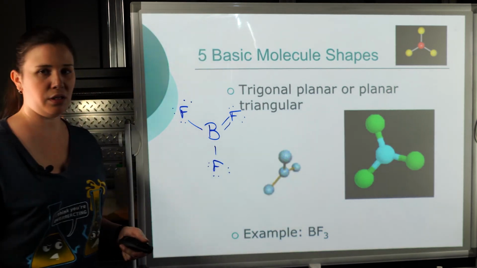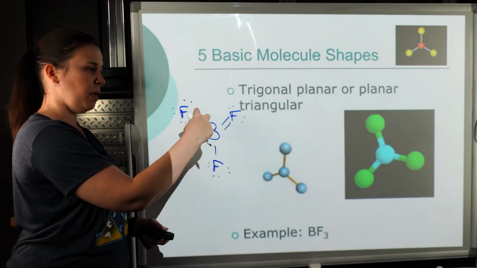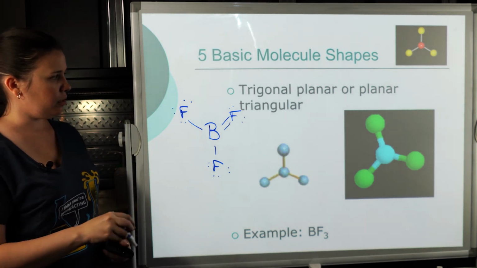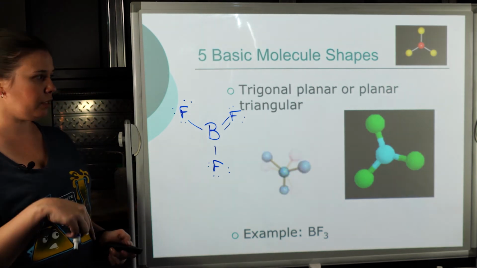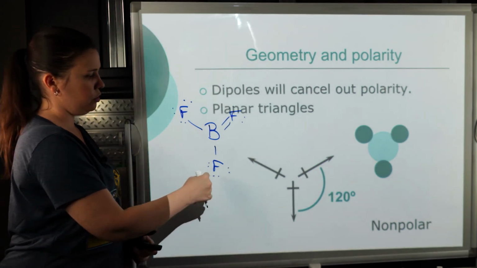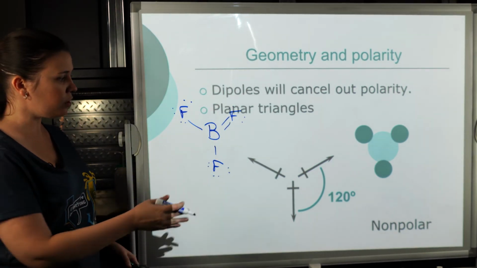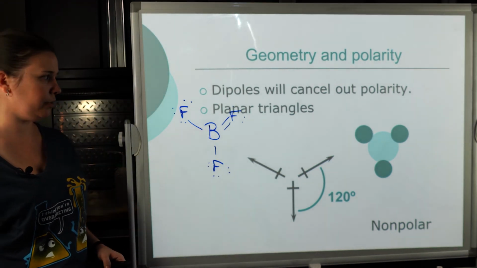All of these 3 attachments can go in the plane because there's not an extra lone pair pushing the fluorines away from it. So this is going to be spread out evenly in 3 directions, which also means that the polarity can actually cancel out. So this could end up being nonpolar as well. And usually they're the same 3 atoms, and so it would be nonpolar. Just like with tetrahedral, though, be careful if one of them is different, that will change the polarity.